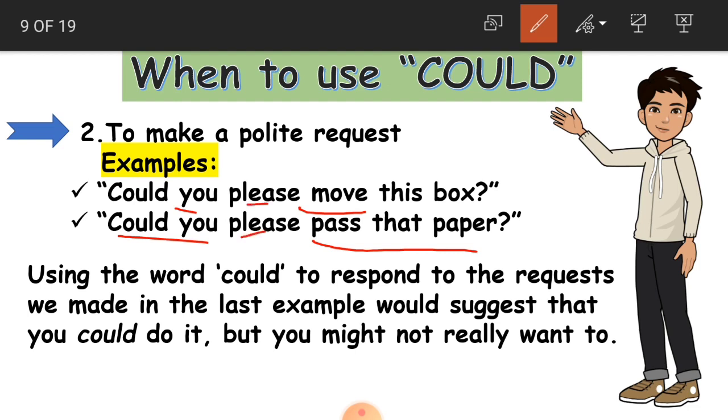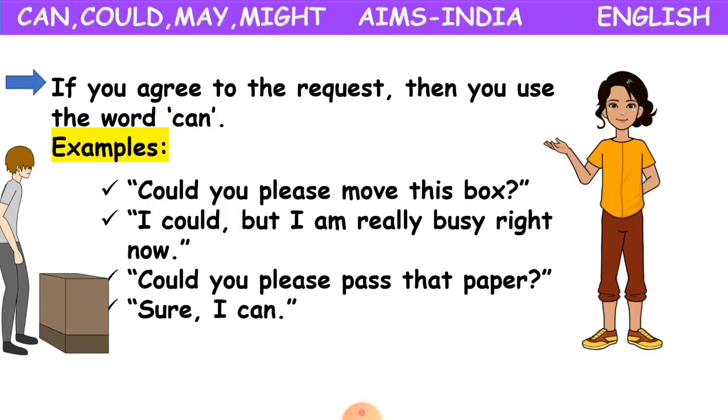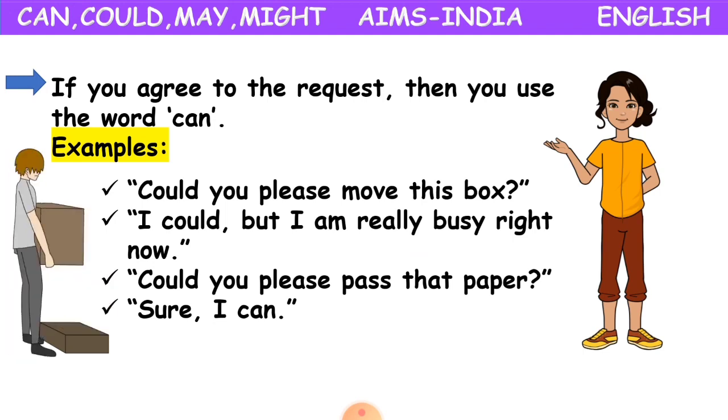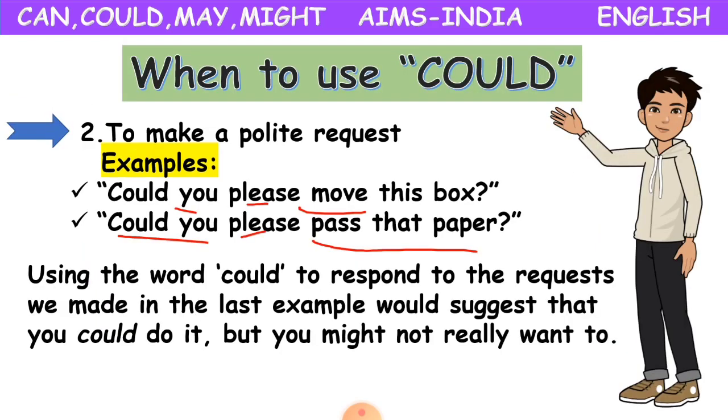Using the word could to respond to the request we made in the last example would suggest that you could do it, but you might not really want to. Sometimes you can do it, but you do not want to do it because of some reasons. In that case, if you want to accept the request, see here, if you observe, children: could you please move this box? Question mark.